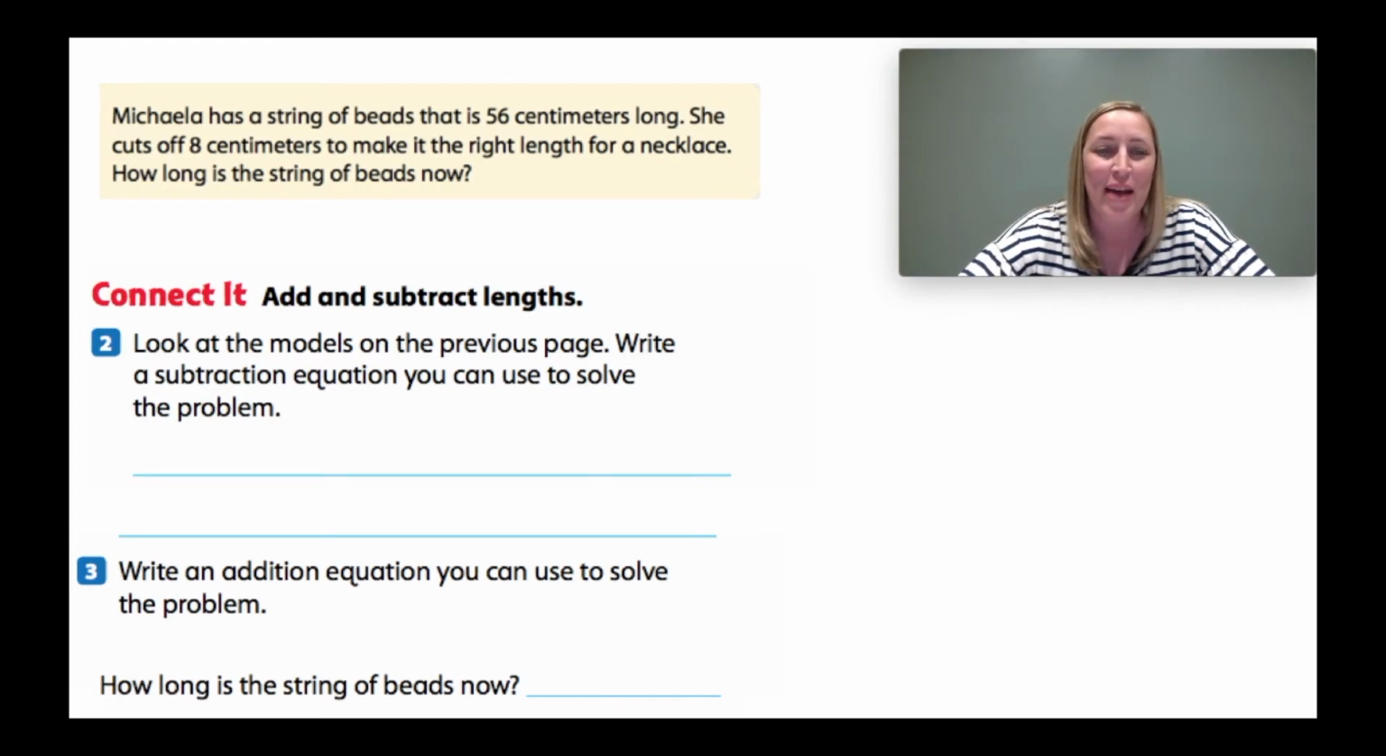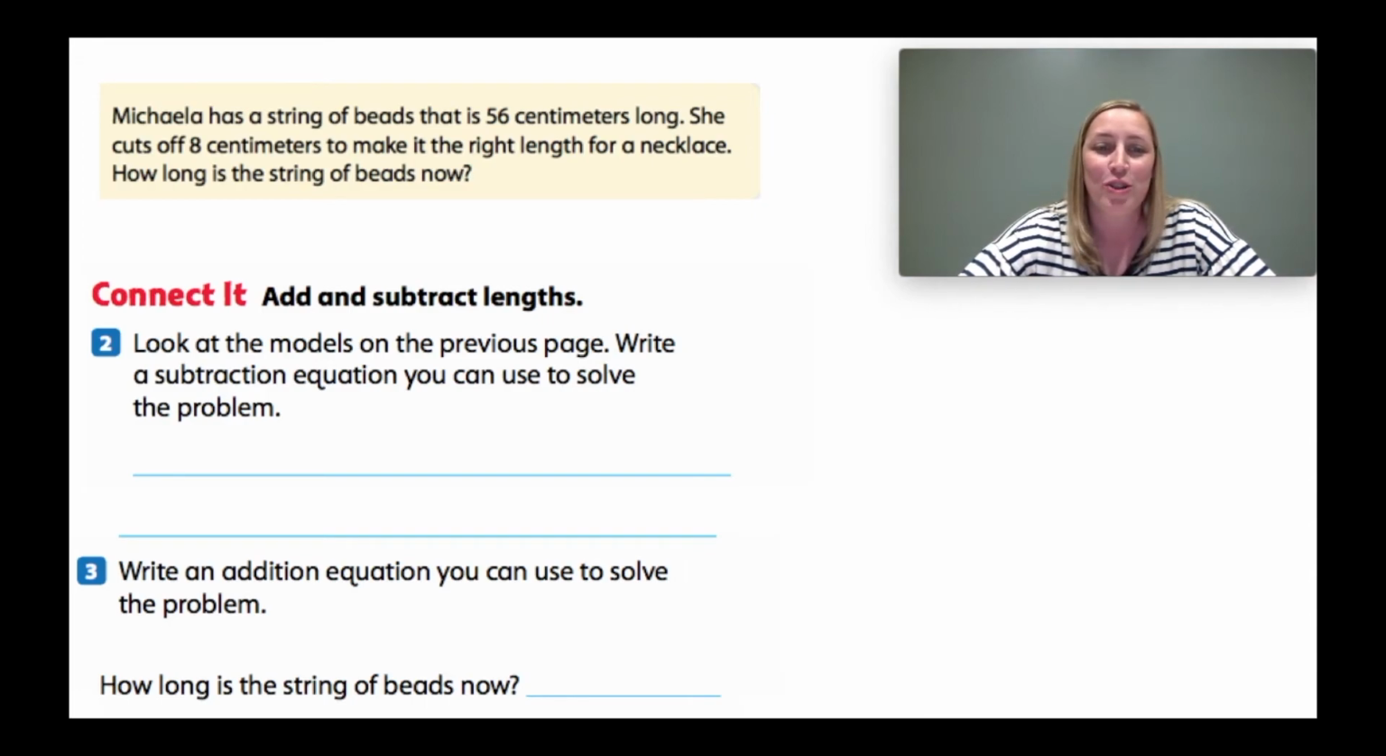Alright, great job. If you wrote, you know you had to cut off 8, so you had to take away 8, so 8 plus some number, so you can put a question mark there, has to equal, and how many did we have to start with? 56. That would be your addition.